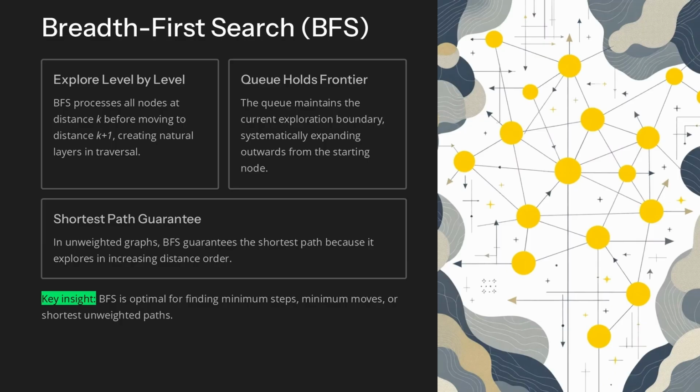Breadth-first search, or BFS, explores level by level. We start from a source, push it into the queue, then repeatedly pop from the front and push its neighbors to the back. In unweighted graphs, BFS guarantees the shortest path.